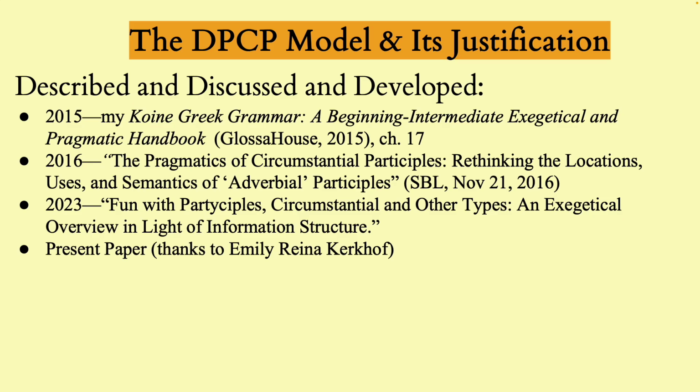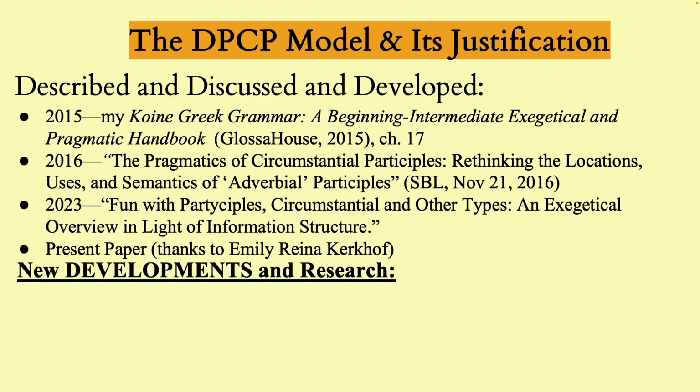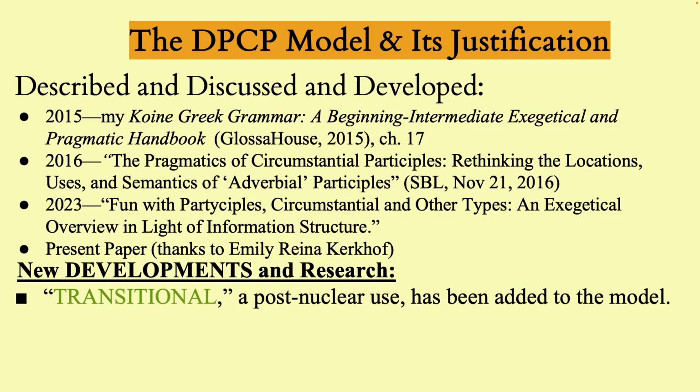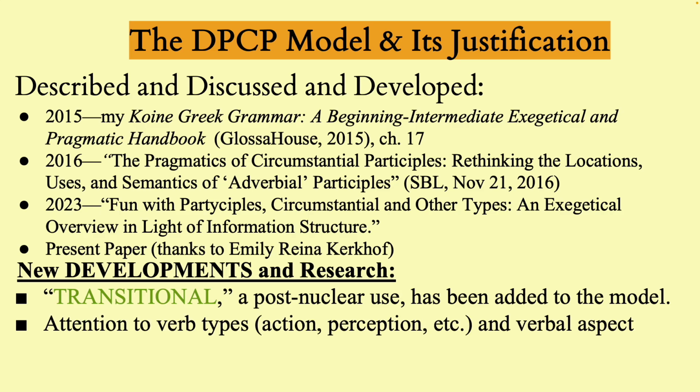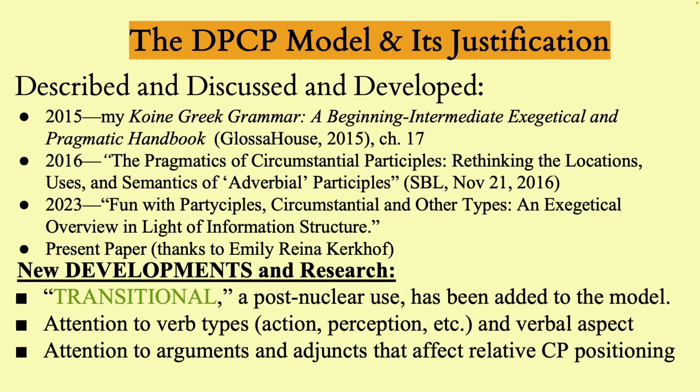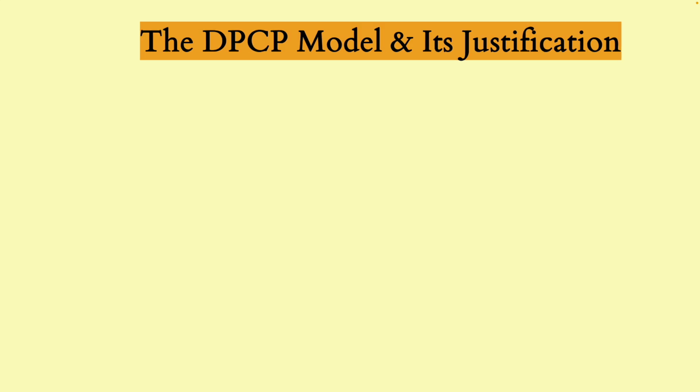So I've been thinking about this for some time, since 2000. You can see my publications and my presentations here. And so I'm going to provide just a little bit more of a description of this model, and justification for it. Some new developments is to recognize that a post-position participle can serve as a transition into the next unfolding discourse. We've also been paying attention to verb types and verbal aspect a little bit more, and then also arguments and adjuncts that attend these circumstantial participles.